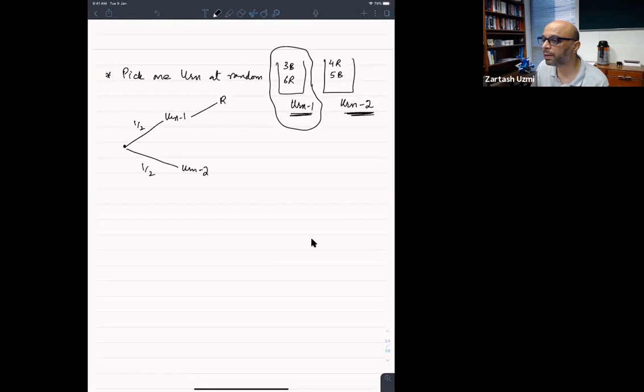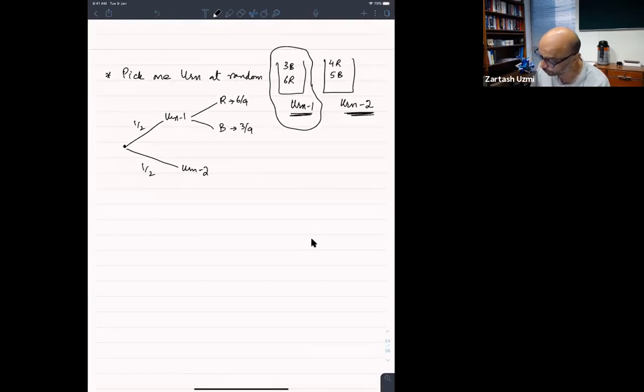So what is the probability of a red ball? 3 out of 9, 6 out of 9. Sorry, 6 out of 9. So this would be 6 out of 9. Okay. And what would be the probability of a black ball? This would be 3 out of 9.